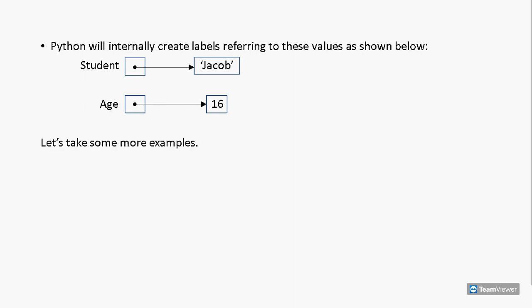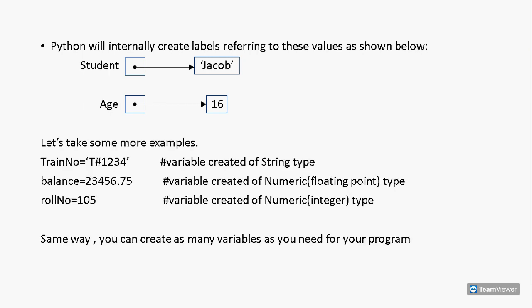Let's take some more examples. train_number = 'T#1234'. This is a variable created of string type. balance = 23456.75. This is a variable created of numeric floating point type. roll_number = 105. This is a variable created of numeric integer type. Same way, you can create as many variables as you need for your program.